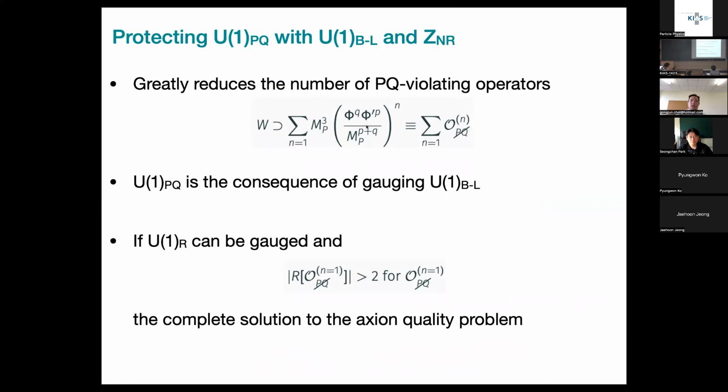Only those combinations of scalar operators respecting the U(1)_{B-L} can be in the Lagrangian now, okay? So even if some operator violates the Peccei-Quinn symmetry, that doesn't mean it can be there. Why? Because that operator may not respect U(1)_{B-L}. So the only remaining higher dimension operators are those which respect U(1)_{B-L}. All the other operators are just suppressed because they don't respect U(1)_{B-L}.